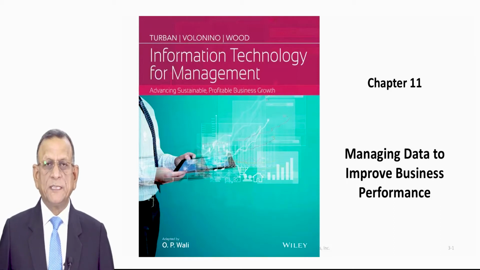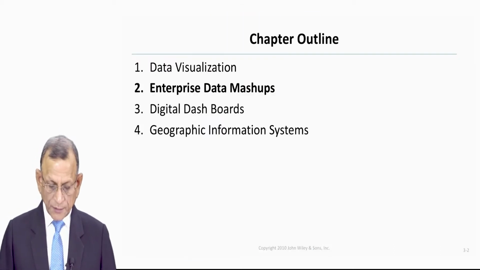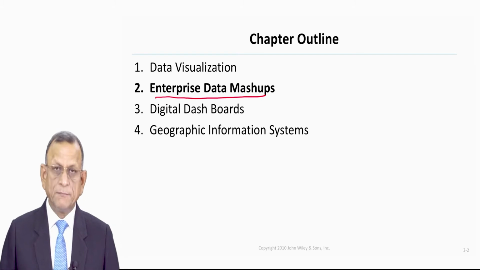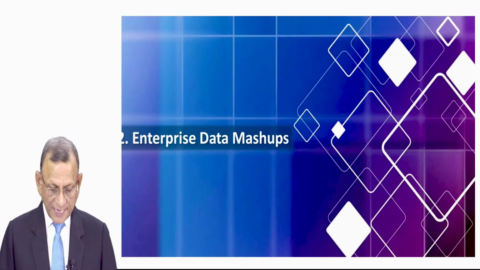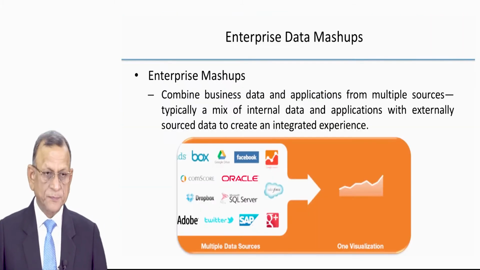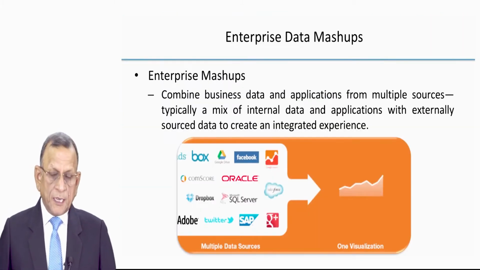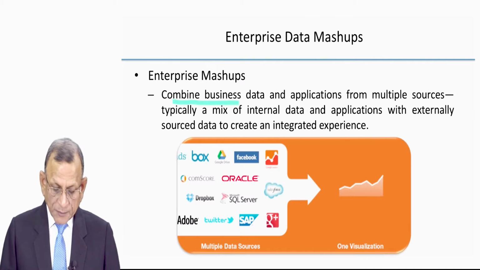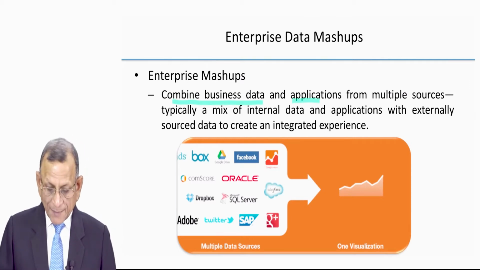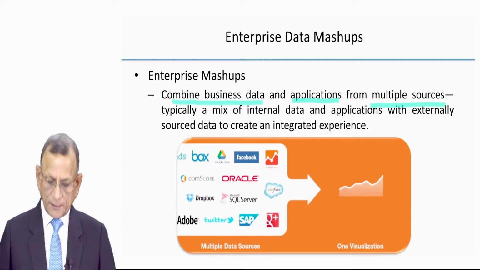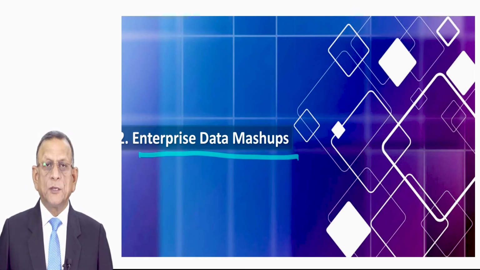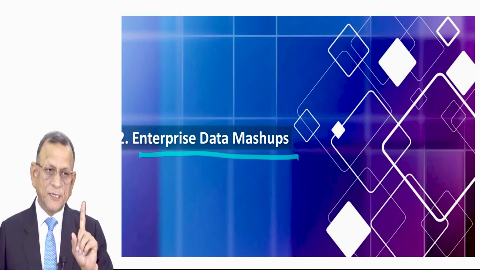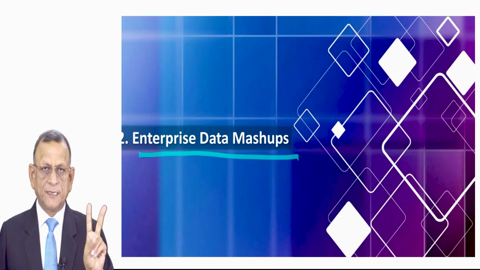Section 2 of this chapter is talking about enterprise data mashups. What is this mashup? Let's understand enterprise data mashups. It combines business data and applications from multiple sources. What does it mean? Actually, in any organization, we'll be having one internal data, two external data.